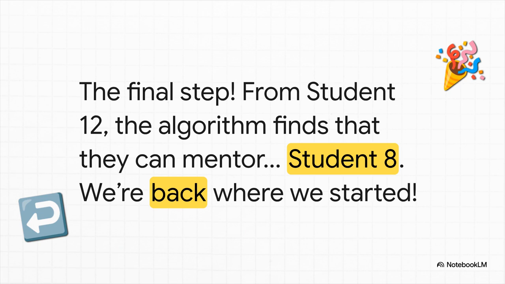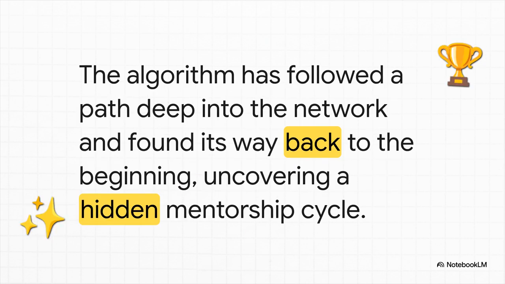And here it comes, the magic moment. From student 12, the algorithm checks the last subject we haven't used yet: physics. And who can student 12 mentor? You guessed it, student 8. We are right back where we started. And there it is, cycle found. The algorithm just dove deep into this web of possibilities and found its way right back home. It successfully uncovered one of those hidden mentorship circles.